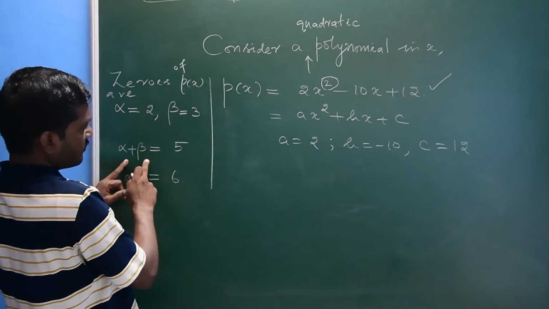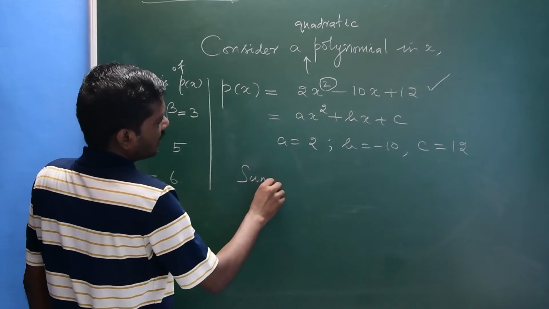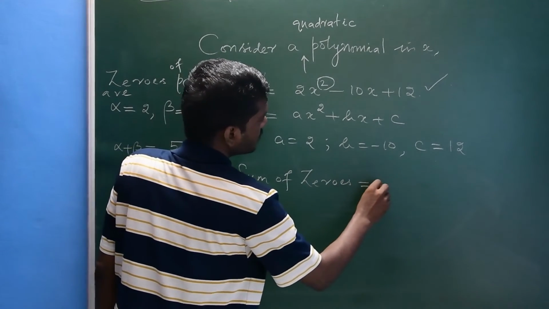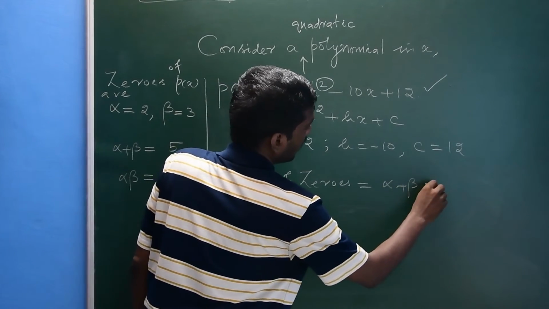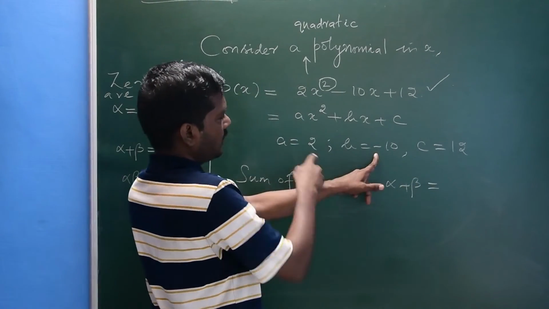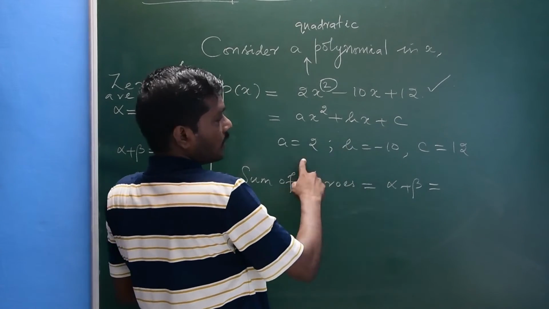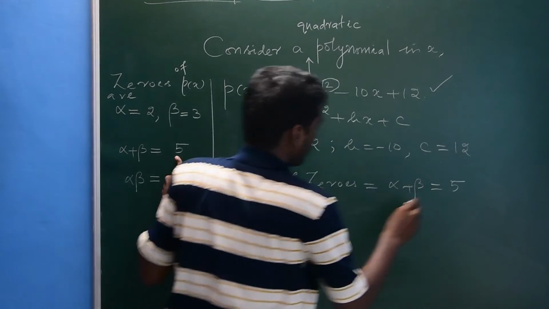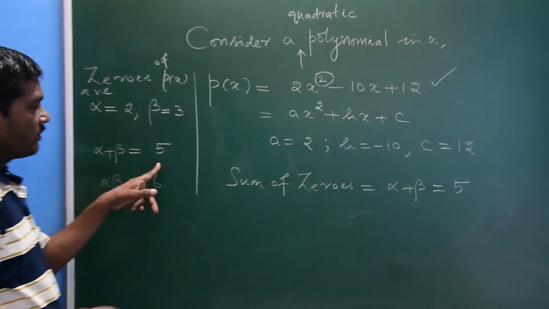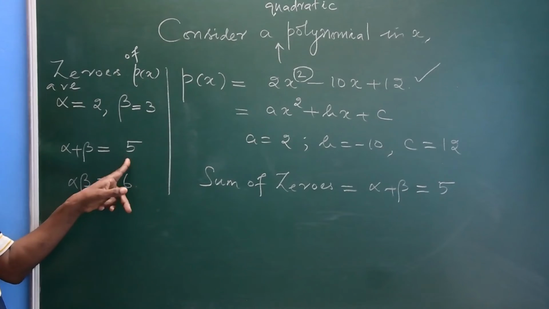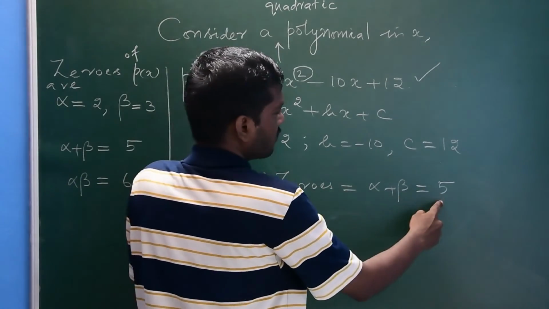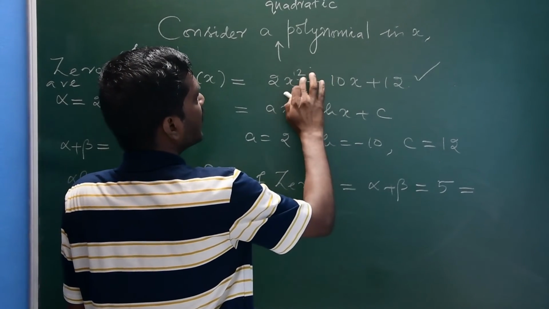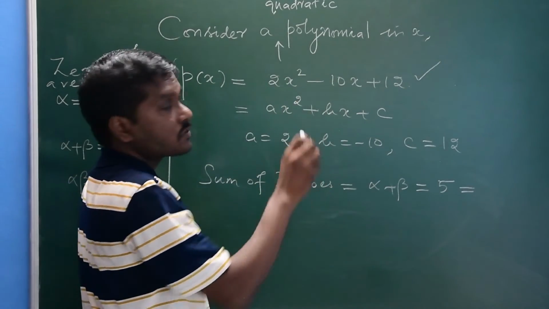Now, what is the sum of the zeros? Sum of zeros is alpha plus beta. That can be obtained from here using these two. Sum of the zeros is 5. Let us write 5 because we have found out just now that the sum is 5. So alpha plus beta is 5, and that is equal to, see, looking at the coefficients conveys information about zeros. That's what we are going to infer.